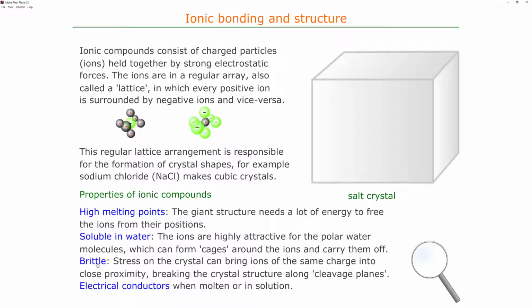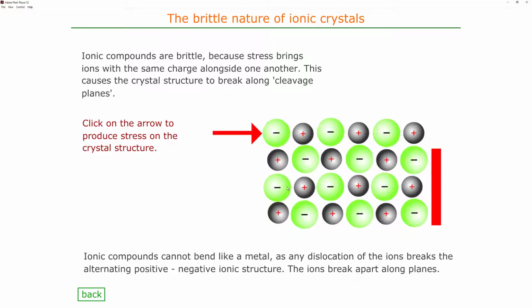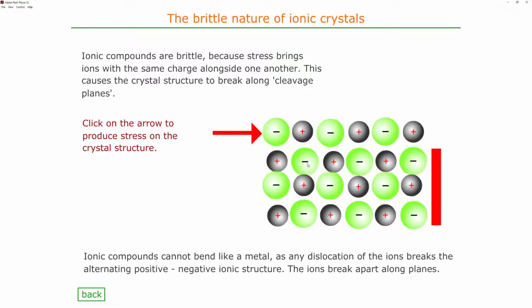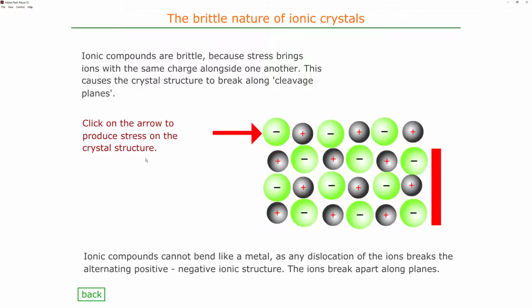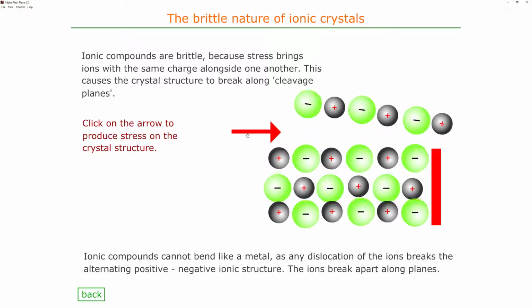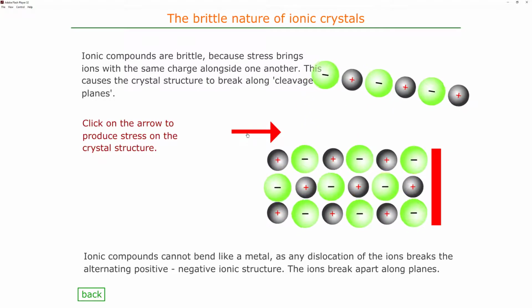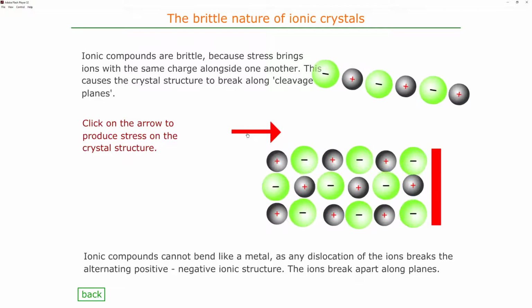Let's have a look at another property of ionic crystals. They are brittle. Brittle is the opposite of malleable. It means they tend to break rather than bend. And if we have a look at a 2-dimensional picture of our ionic crystal, you've got the sodium and the chloride ions attracted together in 2 dimensions. If I produce stress on this structure by pushing the arrow, what happens is the similar charged ions come into contact, and that causes the whole structure to break along a line. We call this line a cleavage plane.